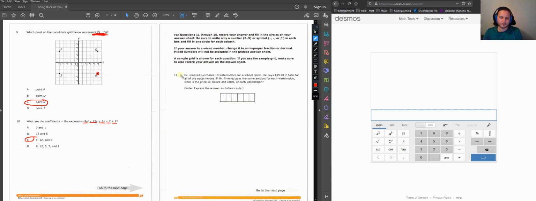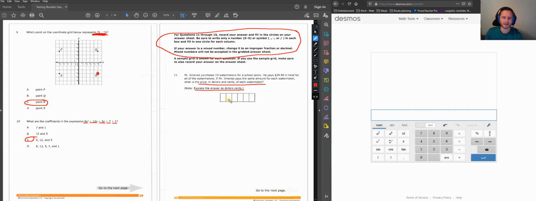But enough of that. For number 11, we've got 10 watermelons for $39.90 total, and we're trying to find out what is the price in dollars for each watermelon. And it says express your answer as dollars and cents. I'll talk to you about how they want you to do that on the test in a minute, because on the EOG, these will be the same directions that you're going to see when you get to the actual test.